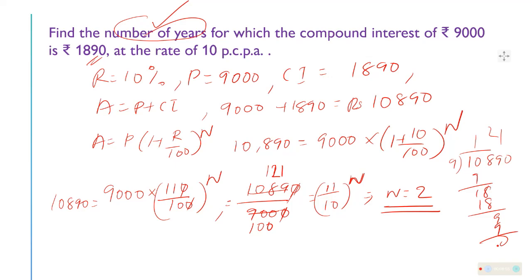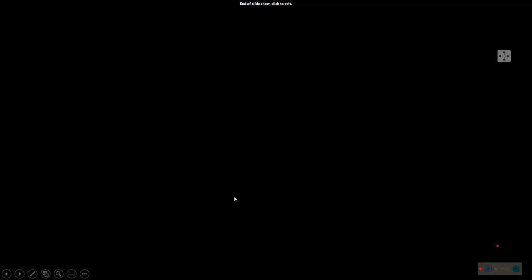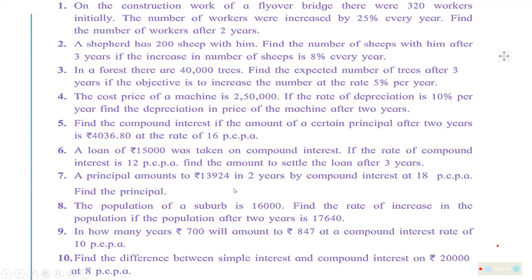Okay, my dear students. So, compound interest is of great use in our day-to-day life. Also, interesting questions are there. It should be solved. These are the interesting questions I told, where you are having construction workers, shepherd, forest, machine, compound interest, where they don't ask direct questions about population. There are 10 questions given, good enough to practice. If you practice these 10 questions of practice set number 14.2, I am sure that you will become smart enough to face any such question.